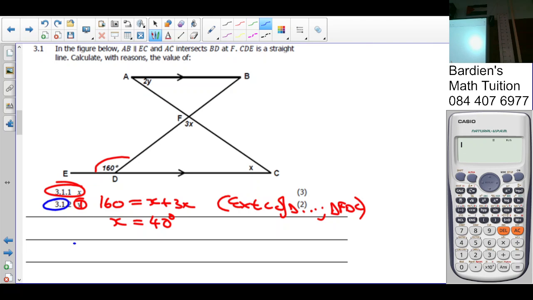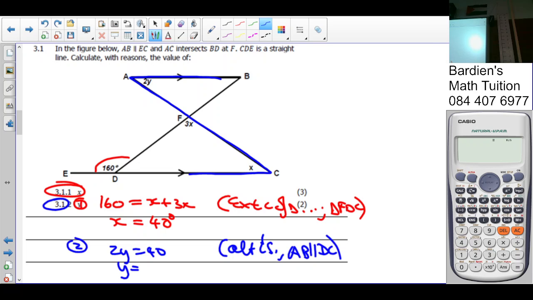Looking at number 2, they ask to calculate y. But we know that 2y is equal to x. Why? The alternate angles. So we say 2y is equal to x, which is 40 degrees. The reason is that it's alternate angles, with AB being parallel to DC.